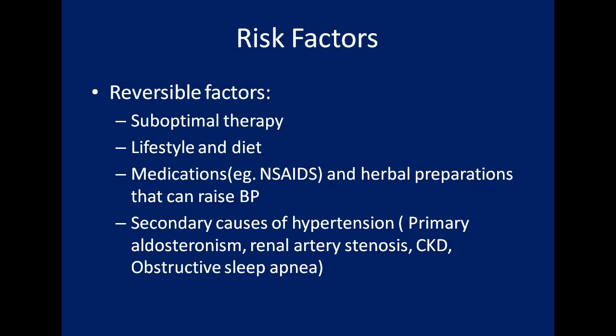Similarly, there are some reversible factors which are responsible for resistant hypertension. If we can treat these reversible factors, then the blood pressure can be reduced. These reversible factors include suboptimal therapy, lack of proper lifestyle and dietary modification, use of medicines which increase the blood pressure, like NSAIDs and herbal preparations, and other secondary causes of hypertension like primary aldosteronism, renal artery stenosis, CKD, and obstructive sleep apnea.